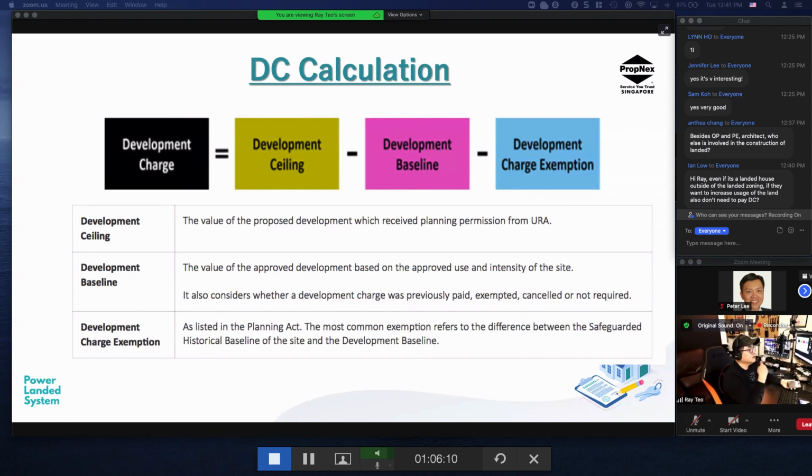GFA. When we go to landed, right? Landed, people like to quote you two kinds of floor area. They never quote you GFA. GFA is 4,300. They'll quote you what? Built in or built up.